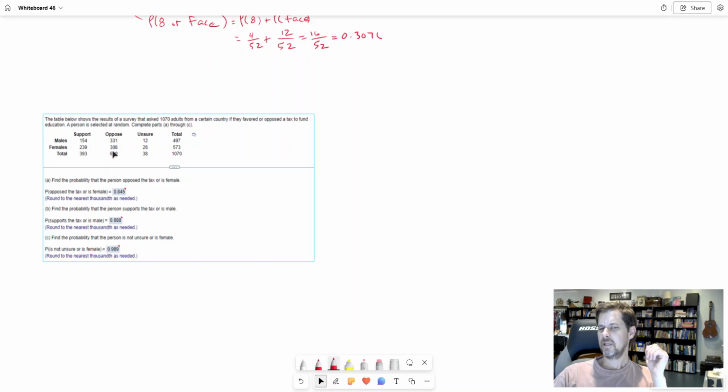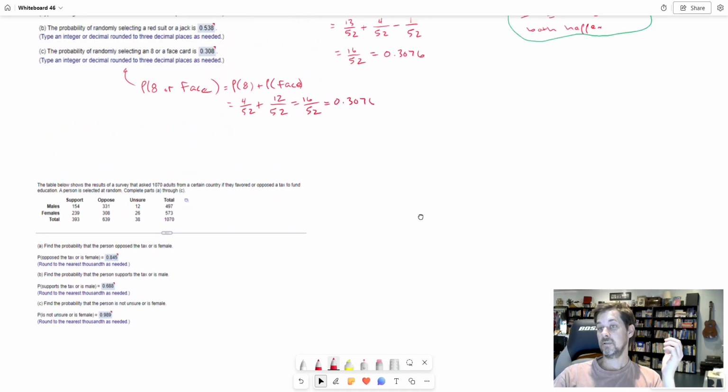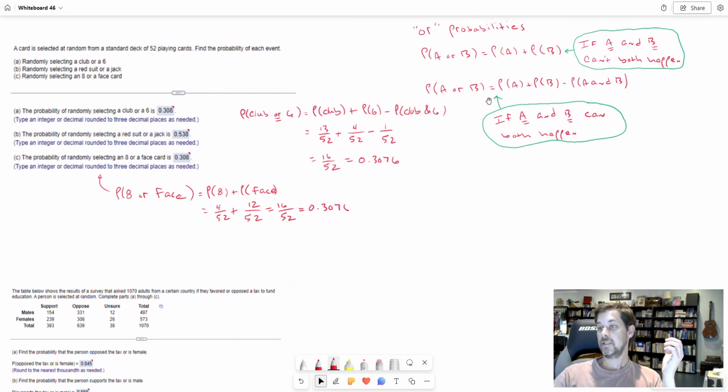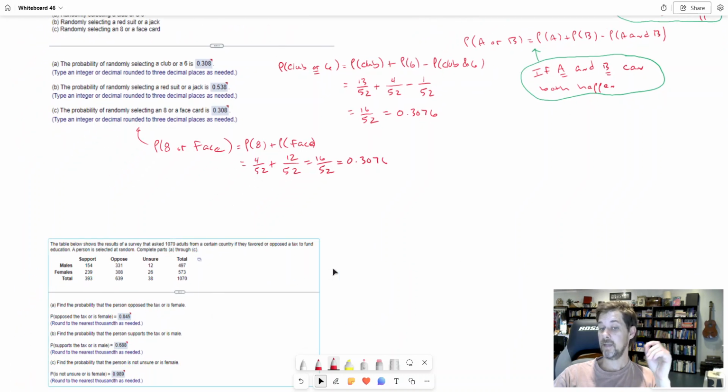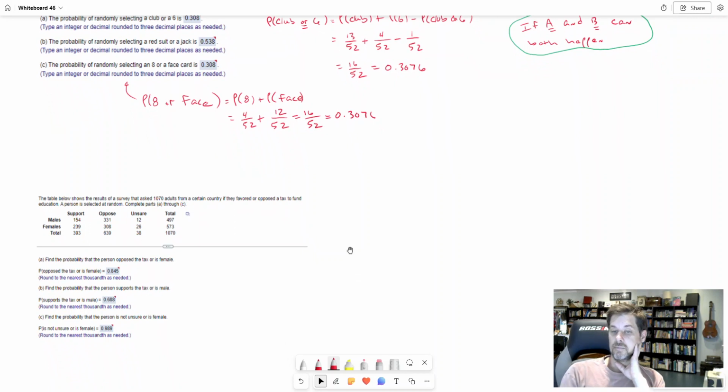Well, can both of those events happen? Could you pick somebody at random that opposed the tax and was also female? I'd say yeah, because there's 308 females that oppose it. So I would have to use this second formula because those events can both happen at the same time. I can pick somebody at random and they could oppose the tax and they could be female. It's possible.